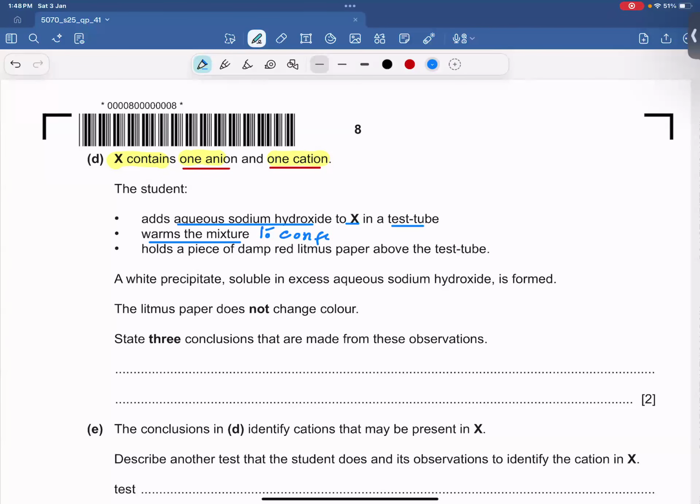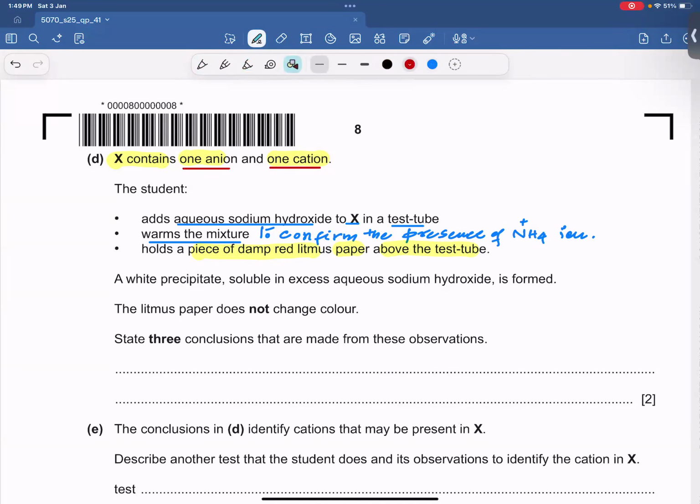To confirm the presence of ammonium ion, hold a piece of damp red litmus paper above the test tube. Okay.